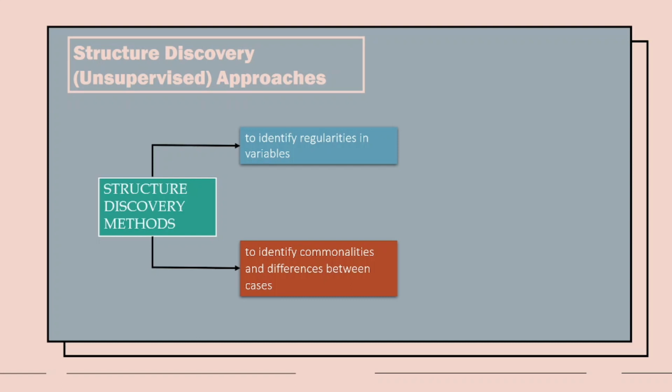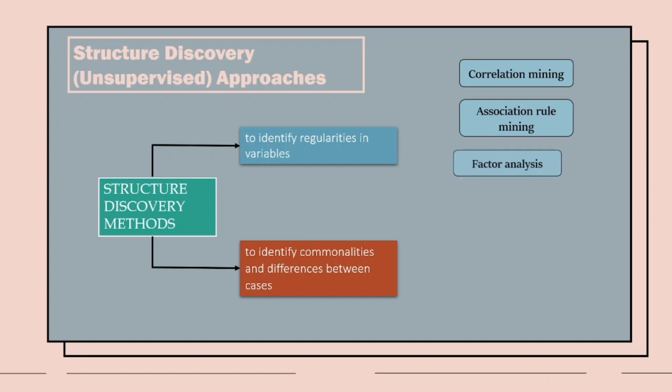To identify regularities in variables, we have correlation mining, which focuses on linear relationships between continuous variables. Association rule mining is used to generate if-then rules about the co-occurrence of categorical variables. And factor analysis is a technique that finds groups of continuous variables whose values consistently align with each other, and thus can be combined as a representation of some latent factor.